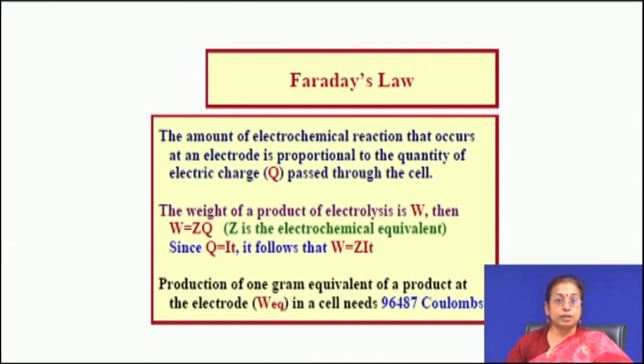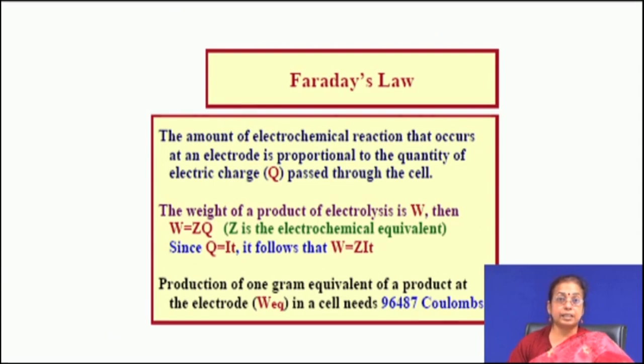So, if W is the mass of the element that you are going to deposit, or the weight of the material which you are going to deposit, that is equal to Z I t, where Z is the electrochemical equivalent, I is the current density and t is the time. So, this is very important and this gives you the typical amount of metal which is going to deposit for a given solution or for a given metal. So, this is again a value which gives you information under ideal condition.